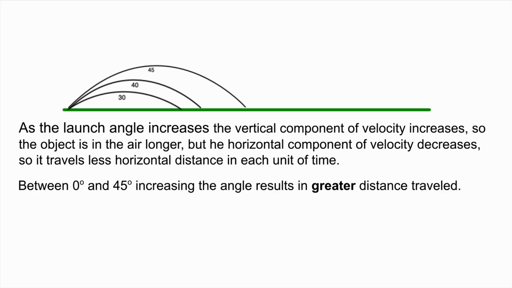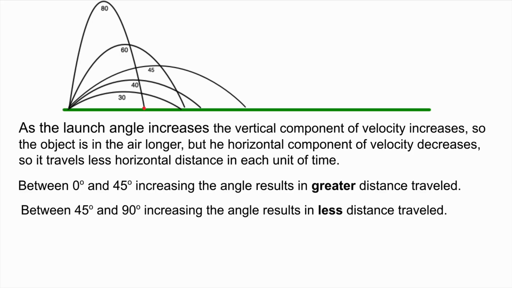But then what happens if I go a little bit further? So if I bring it up to say 60 degrees, what I find is it's in the air much longer, but it's going so much slower horizontally that extra time just doesn't get it very far. And if I increase it even closer to 90, say to 80 degrees, most of its velocity is vertical. Very little of it is horizontal, so it just doesn't travel as far.